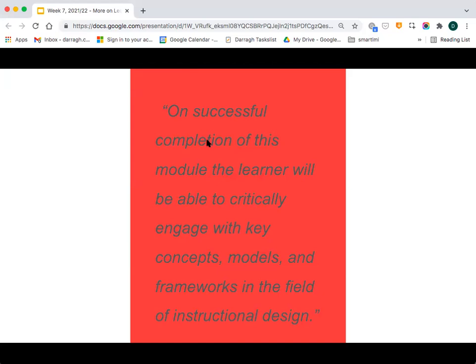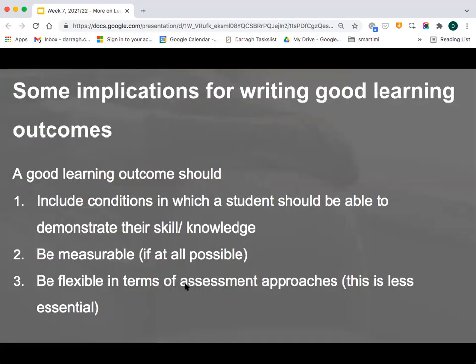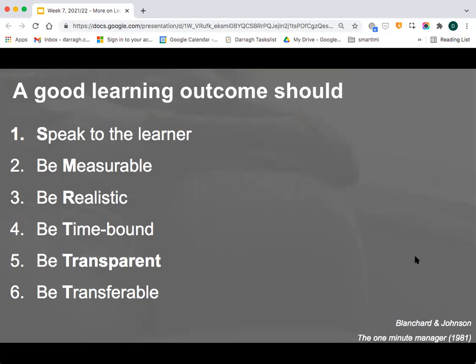So there is a way of getting students to demonstrate their ability to engage with key concepts, models, and frameworks. And there is a measurability element in there as well, in that it is something we can actually interrogate or test to some degree. Does a student know how to critically engage with key concepts, models, frameworks? And again, obviously that lines up with the assessment activities that you've been asked to do.